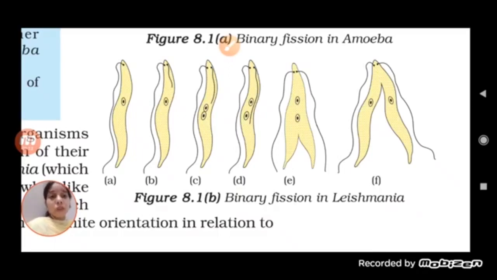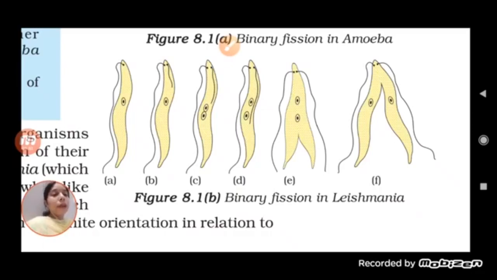So the first structure is the normal Leishmania, and in the second one you will find a little bit of elongation in the nucleus. In the third one, they get divided, and a depression is formed between the two nuclei. In the fourth one, both nuclei get separated from each other. It means the proper formation of the nuclei has already taken place.